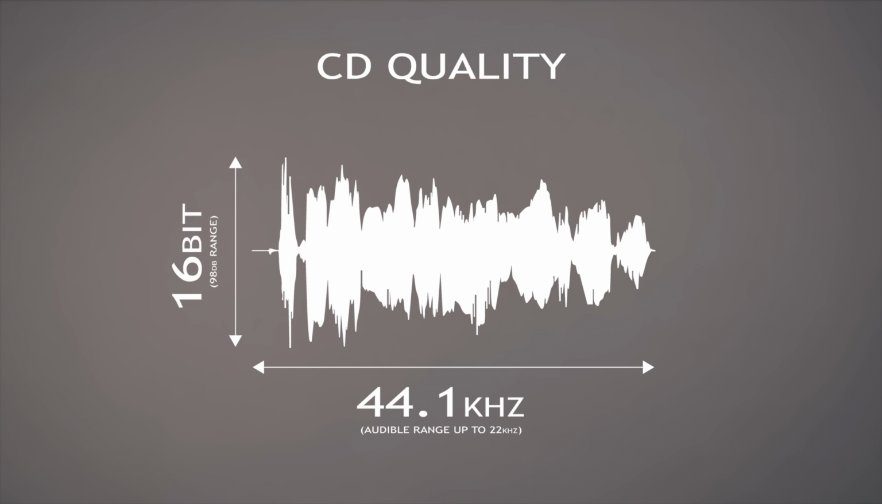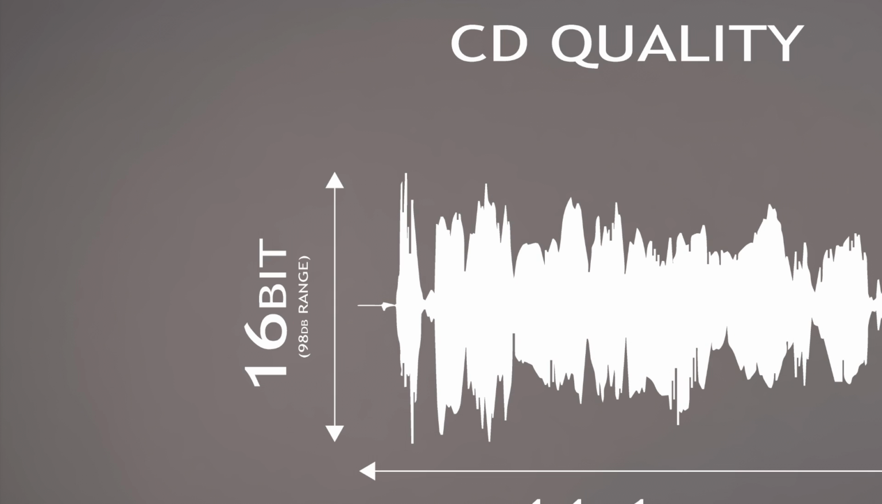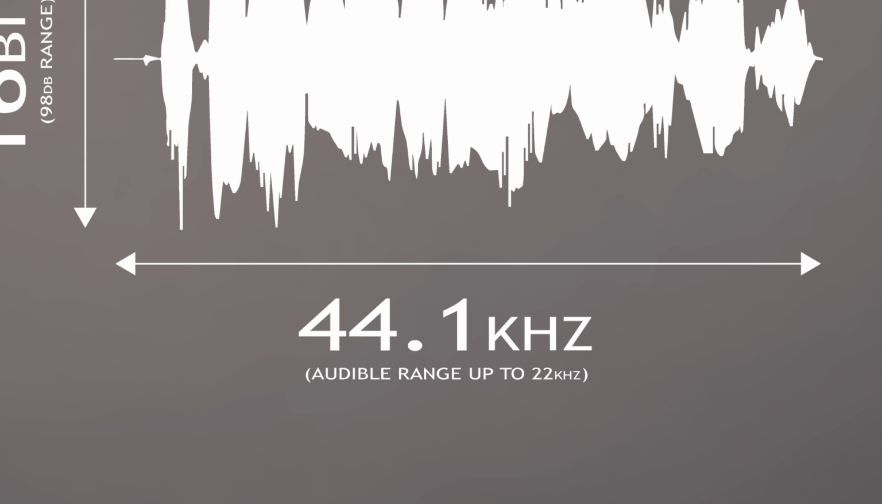Probably the most common audio quality is 16/44.1, or CD quality. This has kind of been the digital standard for audio for the last 30 or so years. 16/44.1 gives us 98 decibels of range and a high enough sample rate that it covers any frequency that humans are capable of perceiving, about 22 kilohertz. The highest audible frequency of a file is half of your sampling frequency.